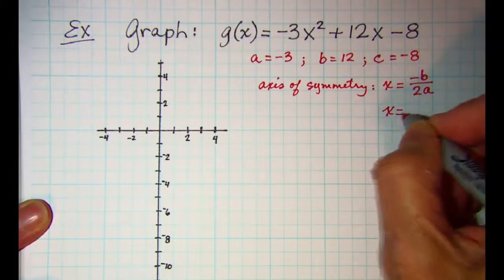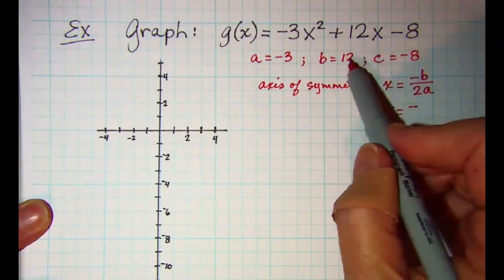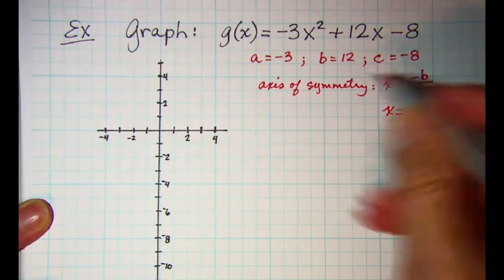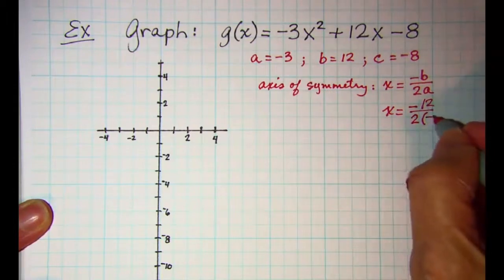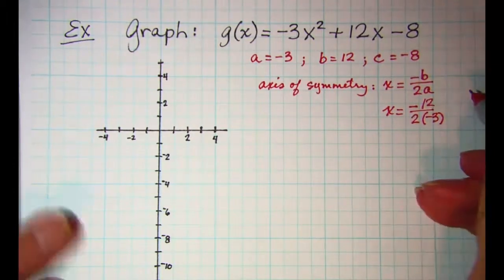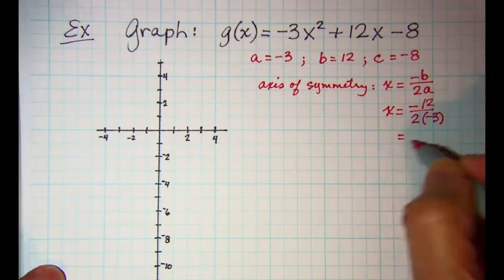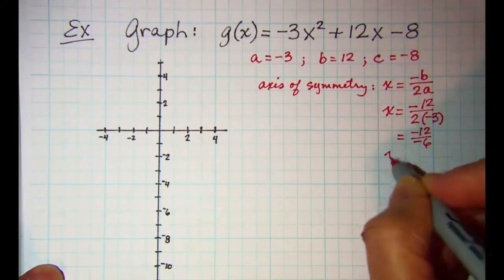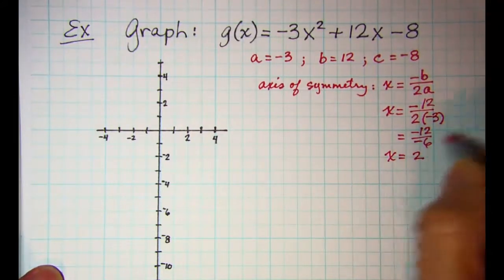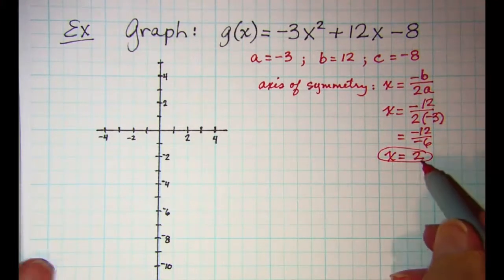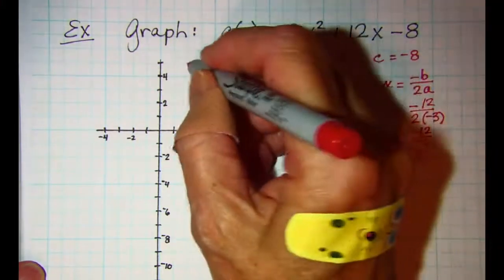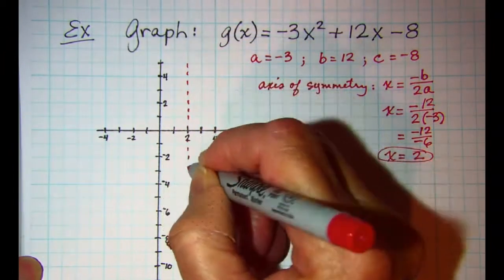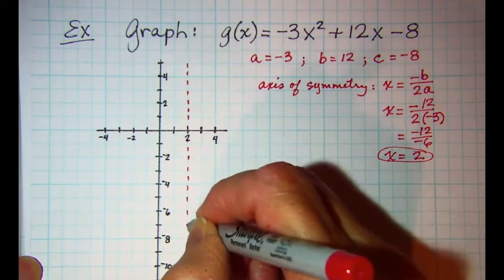So x equals negative 12 over 2 times a, which is negative 3. This simplifies to negative 12 over negative 6, so x equals 2. This is our axis of symmetry. We can draw that in. Remember, x equals 2 is a vertical line through 2.